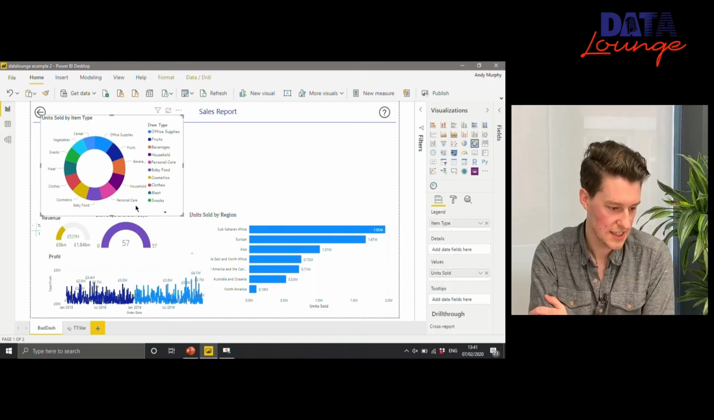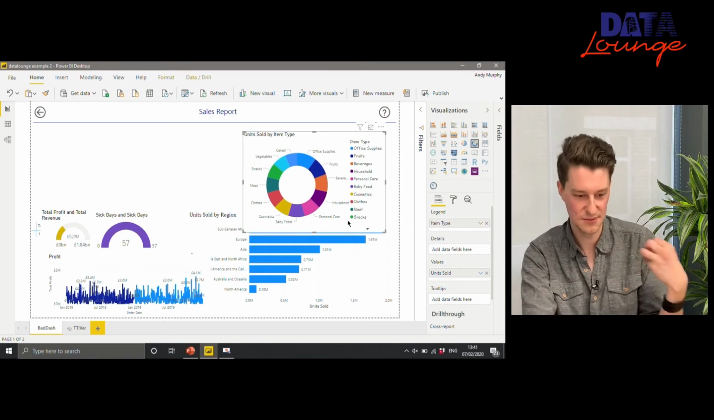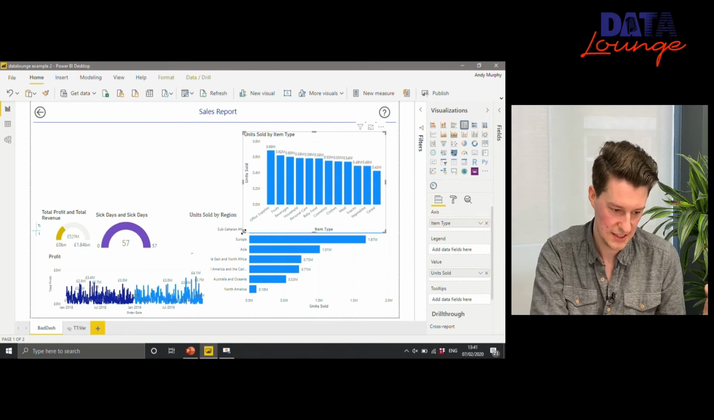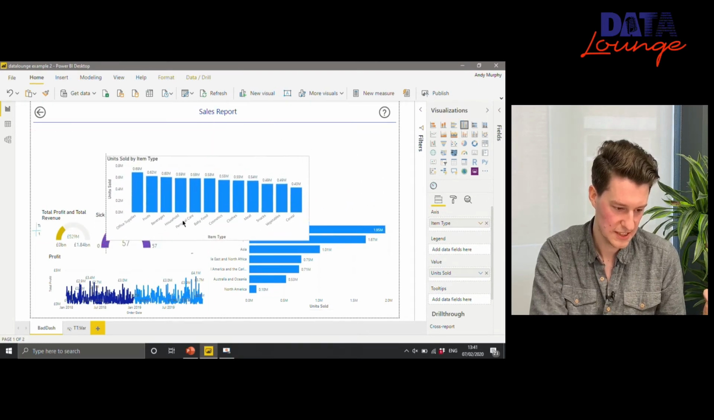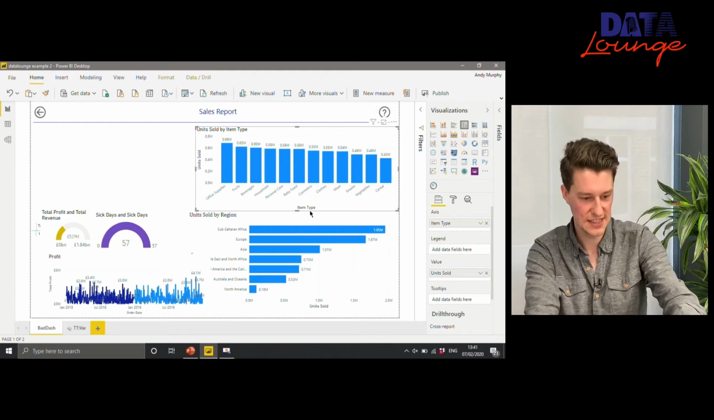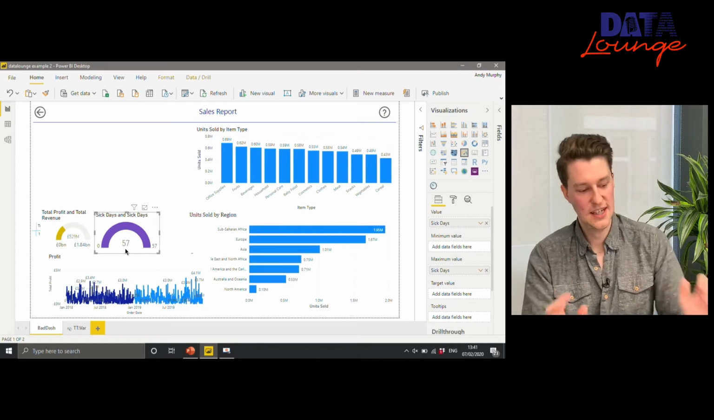Okay. And so we also have units sold by item type in this horrendous pie chart where there's no labels. You can't tell what it is. Okay. So again, I'll just turn that into a nice bar chart. So we can play around with that in a sec and make that look better, but that already is better. So you can see exactly what it is. Yes.